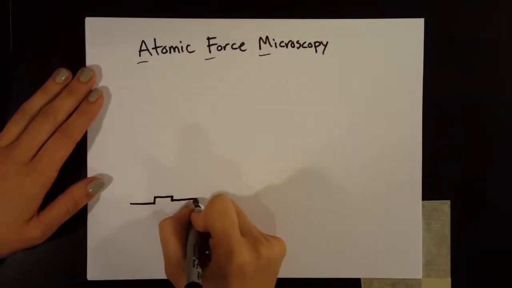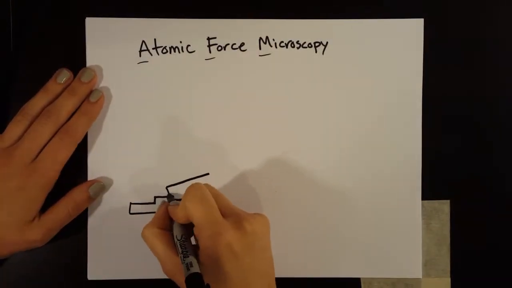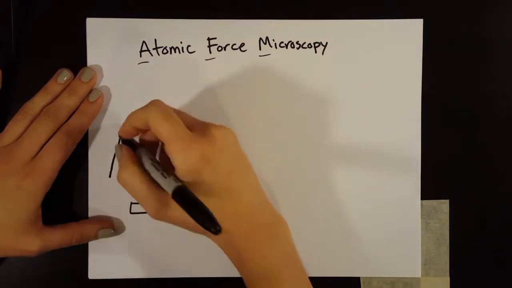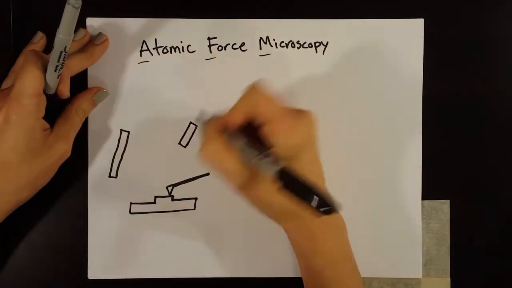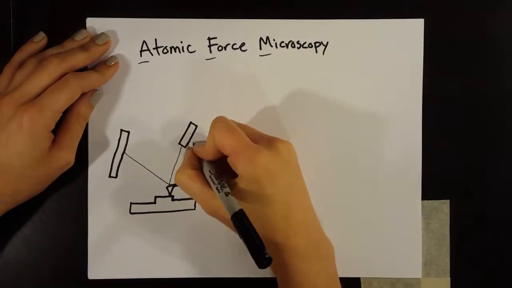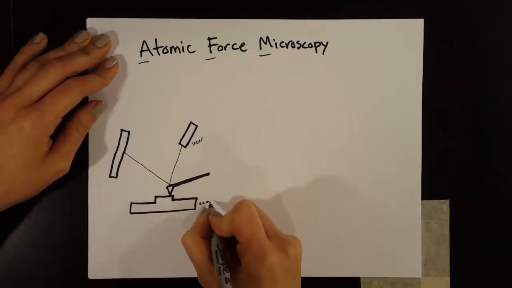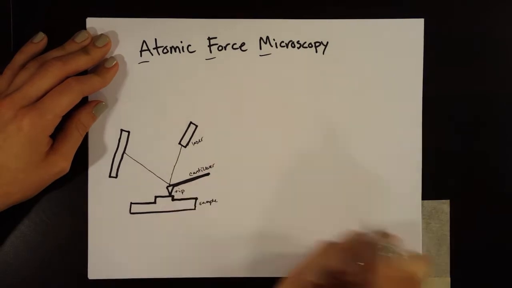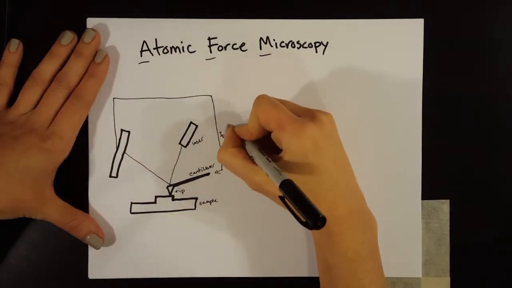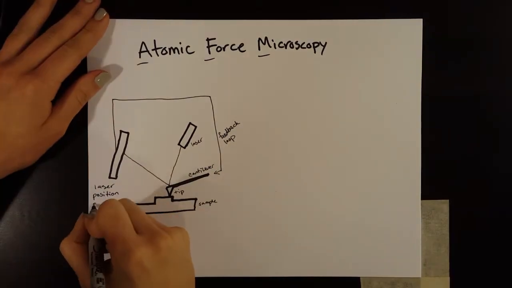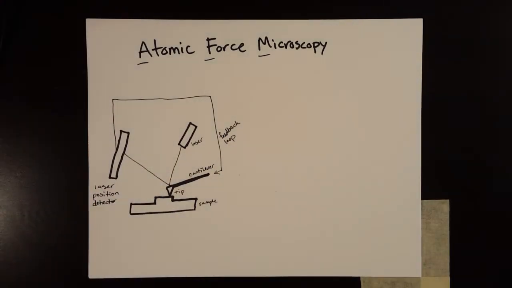AFM is used to analyze surface topography. A tip on a cantilever moves across a sample's surface, which causes the tip to move up and down as the surface changes. Movement of the tip causes the cantilever to bend. A laser is reflected off the back of the cantilever to a position detector. A feedback loop is then used to adjust the height of the tip as the surface is scanned.